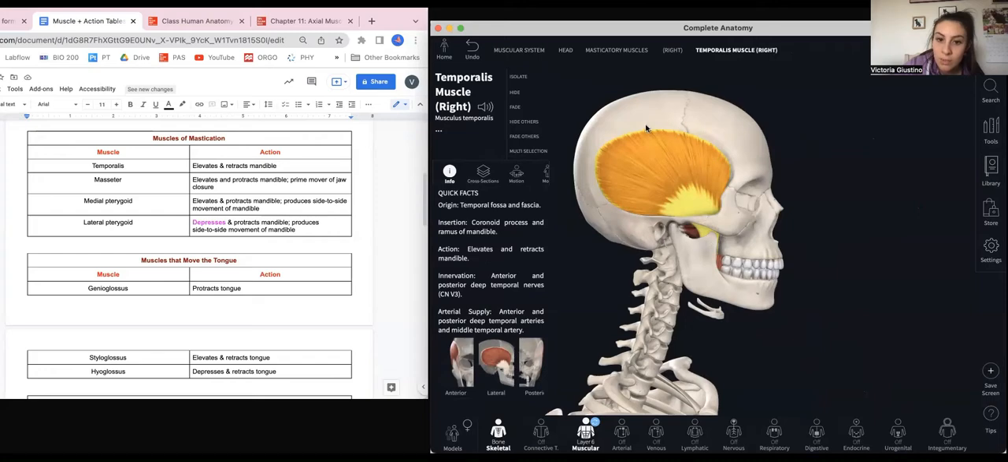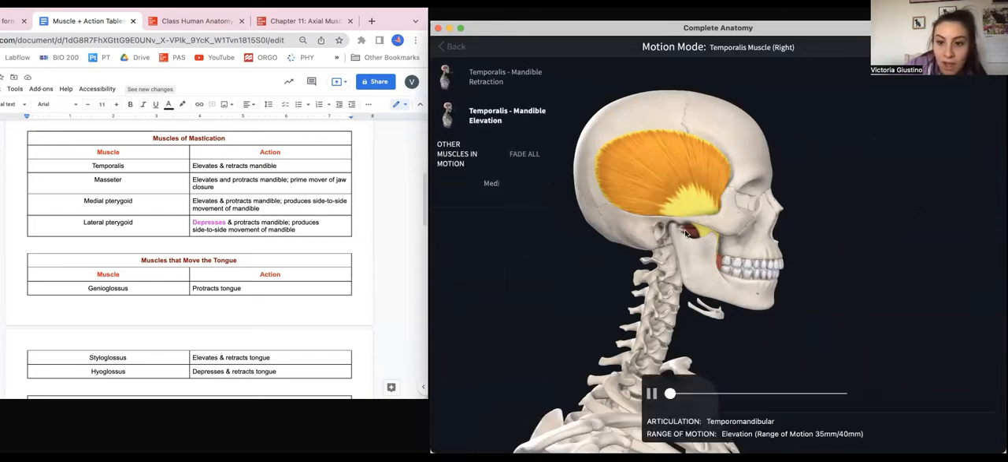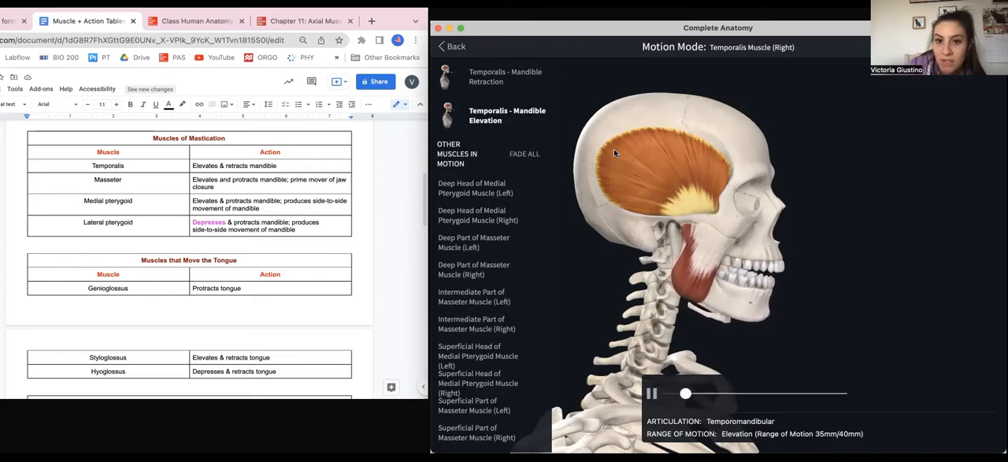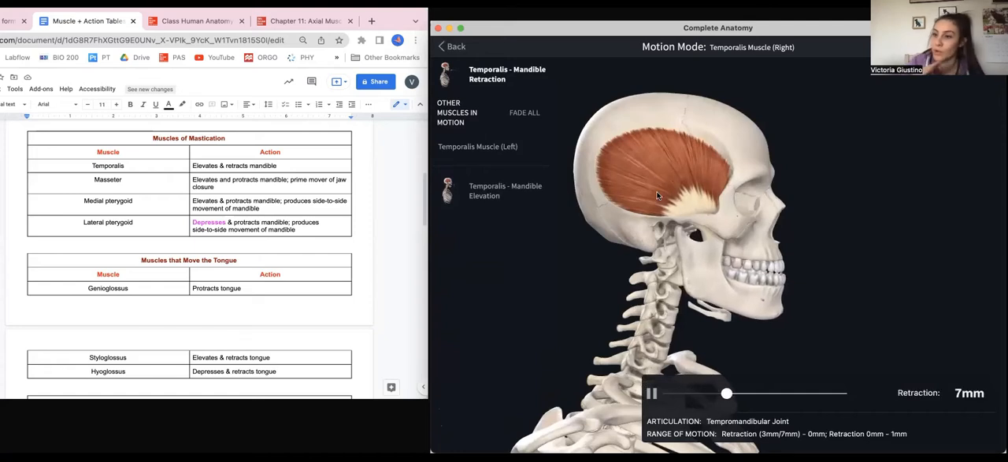And so you can imagine, I can show you actually. Going from I to O, we're going to get elevation of the mandible, right? So when this temporalis contracts, you get mandible elevation, and then you will also get retraction, right? Because those fibers are pointing a little bit posteriorly. So you can see going from I to O, the mandible is going to retract, and then it's also going to pull it up. So mandible elevation as well.